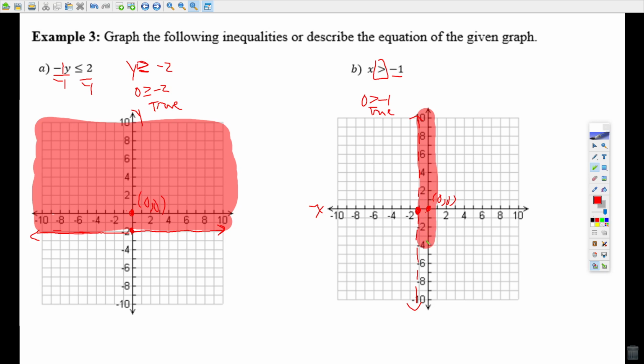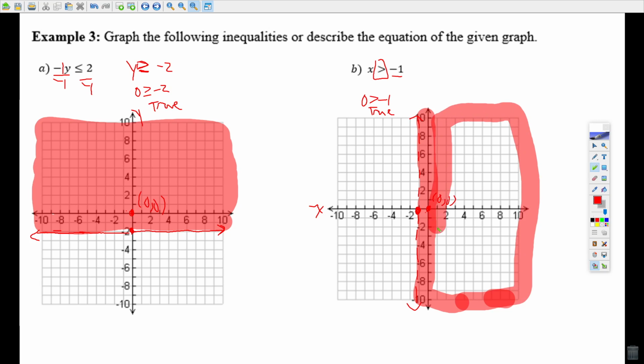So maybe that'd be harder to think about with the shortcut if you didn't know what was the top of the line, above the line or below the line. You just give a good old shade.